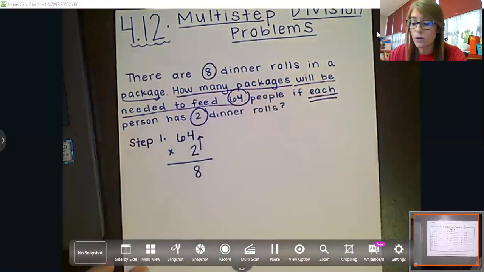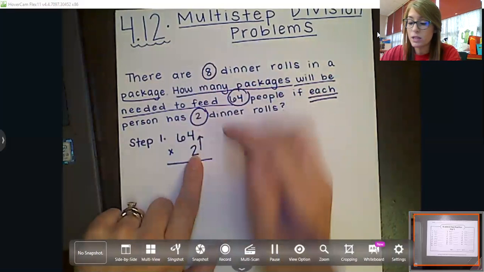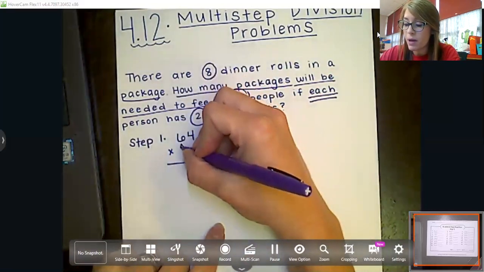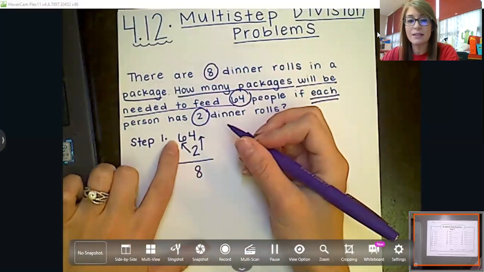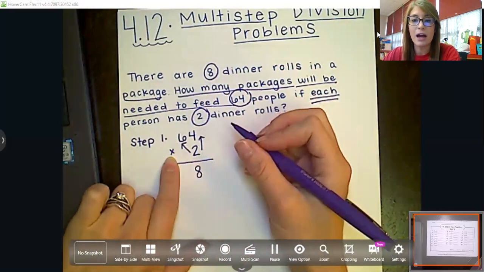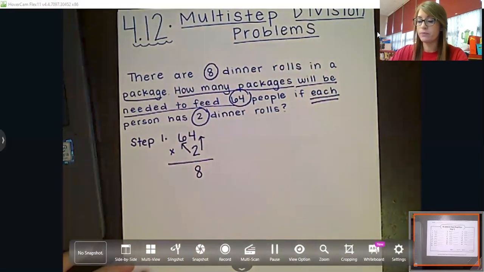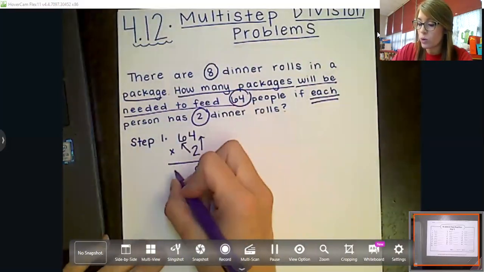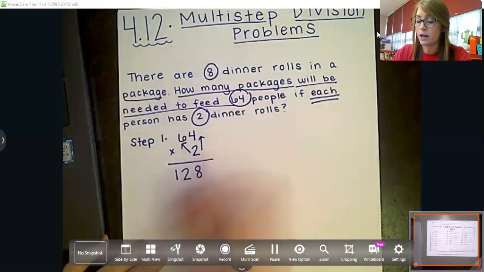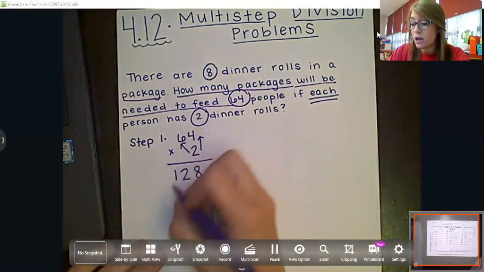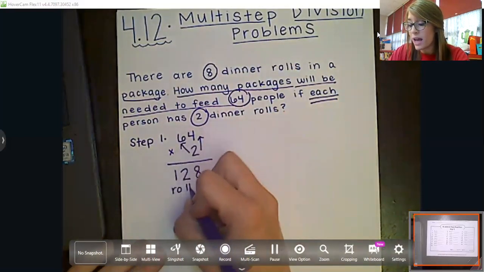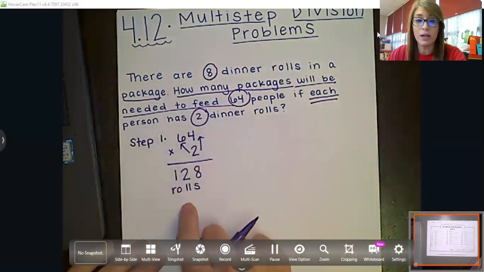Then the second thing I'm going to do, I'm going to come back to this 1s place, and then I'm going to multiply it by my 10s place. What is 6 times 2, 4th grade? Very good. 2, 4, 6, 8, 10, and 12. So I'm going to put that 12 right down here. Okay, so we need 128 rolls. That's how many we need.